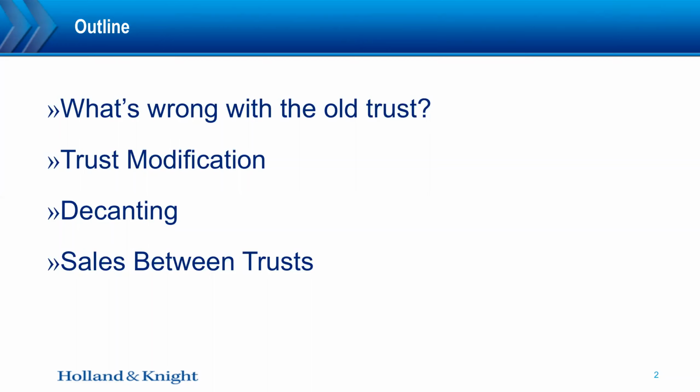Situations or circumstances have changed. Maybe the changed circumstance is that the family has changed. Maybe there's a divorce, or maybe there's a change in the makeup of the children. Maybe one of the children is now facing some creditor issues. Another type of changed circumstance might be a change in the law.